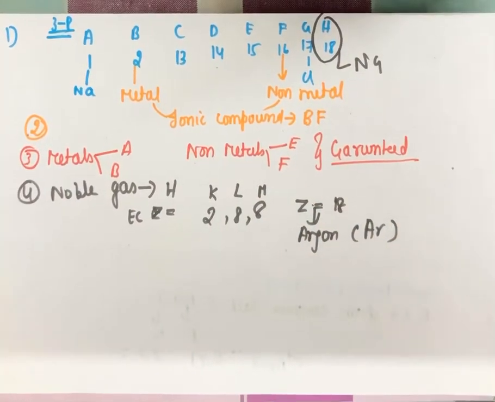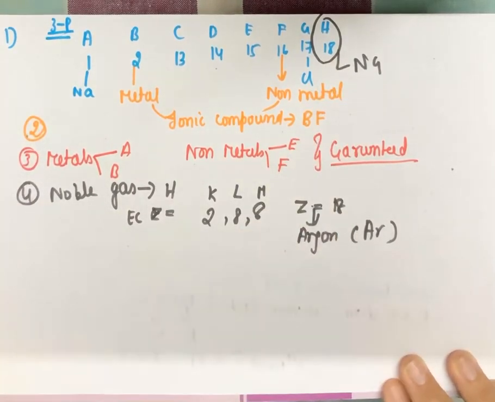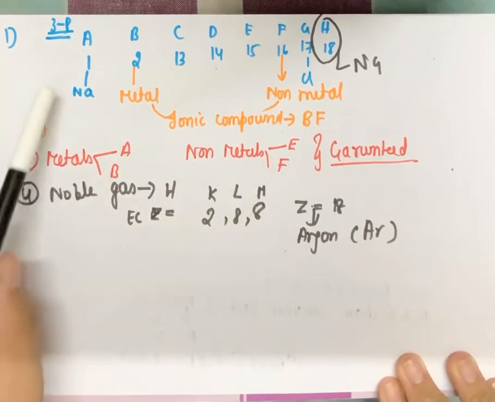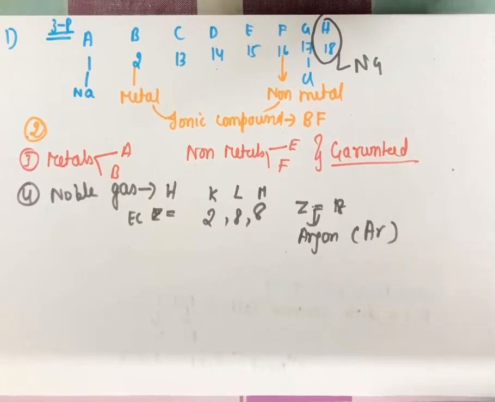Okay. Again I'll repeat how I derived the electronic configuration from here. The noble gas was given in the third period and in the 18th group. 18 group means 8 valence electrons. So I write 8. Third period, 3 shells. So 2, 8, 8 becomes the electronic configuration, which is argon.